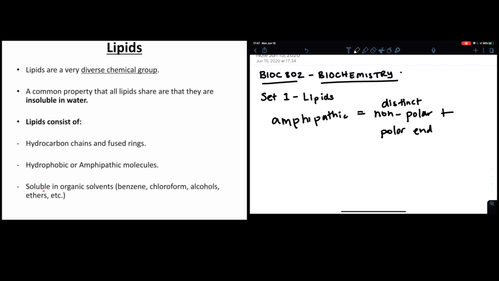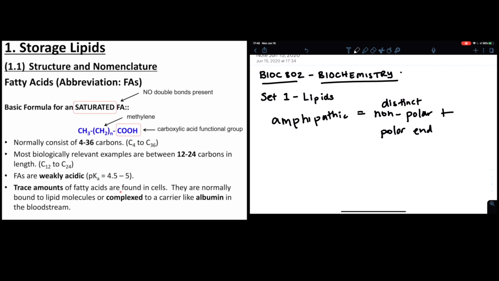So what we're going to find is that lipids all have the common property of being hydrophobic. Therefore, they're soluble in organic solvents, not in water, right? So organic solvents like benzene, chloroform, alcohols, and ethers.